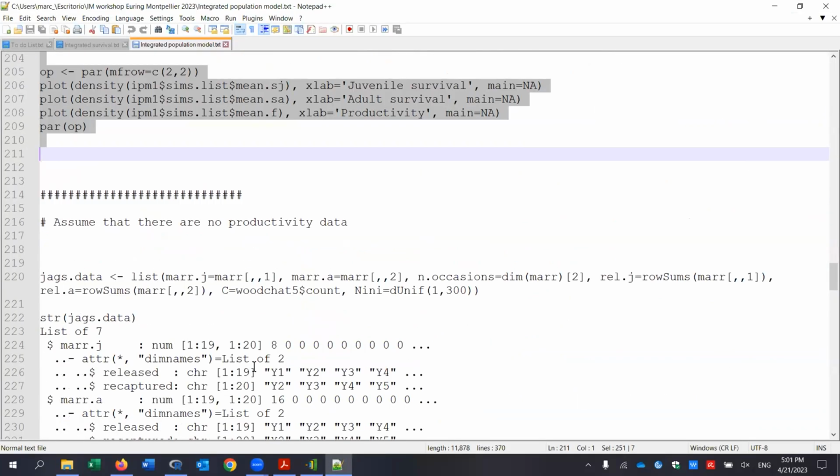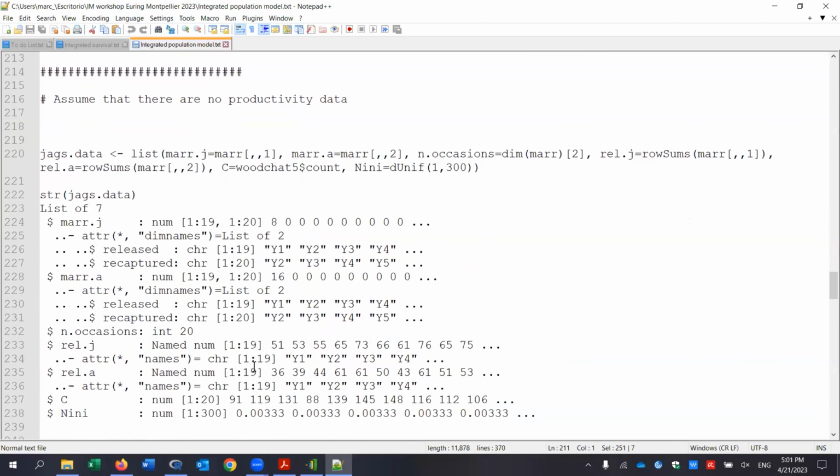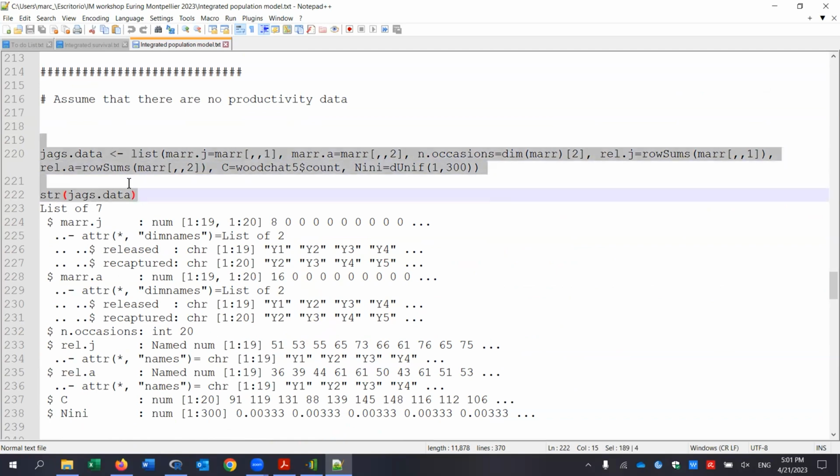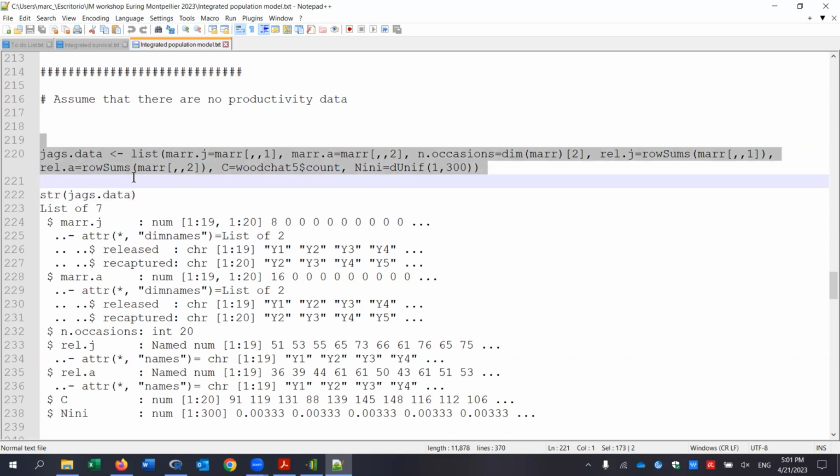Now, as a last exercise, let's assume that we don't have productivity data. Let's assume we only have counts and recapture data, and we want to see whether we can estimate productivity from this data. So I load the data again without the productivity data now.